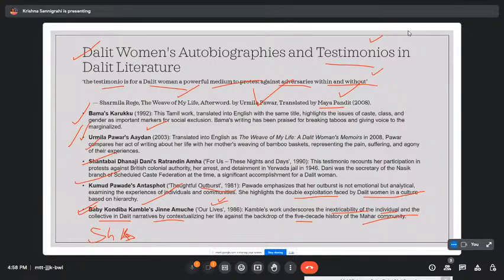And through these important works like Karukku, Daidan, Antasphot and Jina Amucha, if you actually read them, you see the kind of significance which they carry, and how they have been able to create their own space through their own voice. And the ideology of Babasaheb Ambedkar and Mahatma Phule has really helped them to see that way.